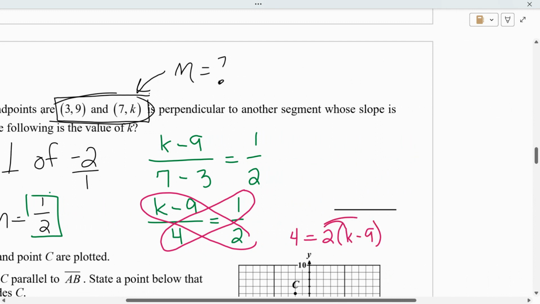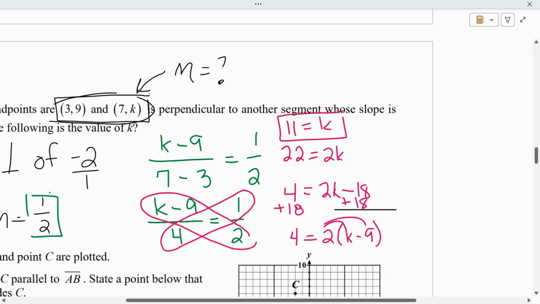I need to distribute. So I get 4 equals 2K minus 18. I'm going to add 18 to both sides. So 22 equals 2K, which means that 11 equals K. So K is 11.